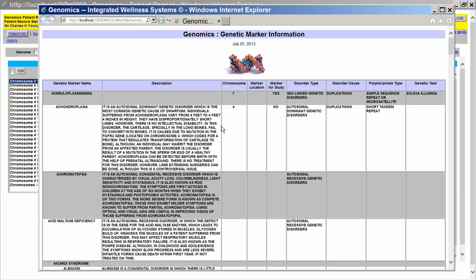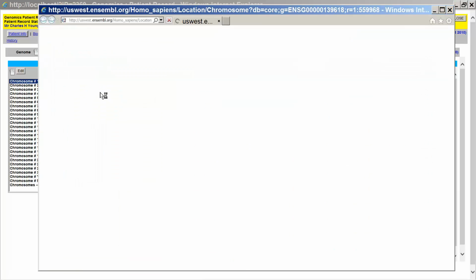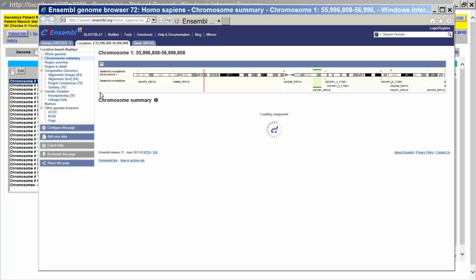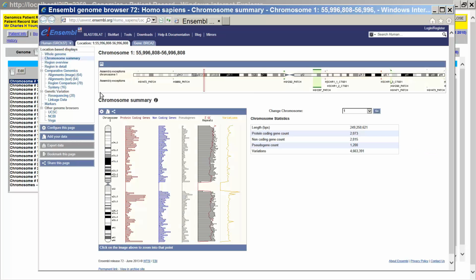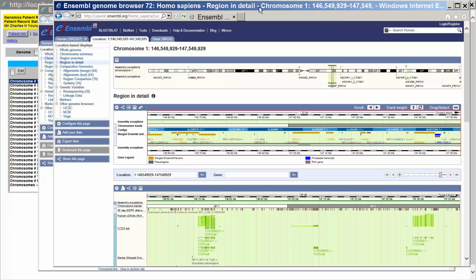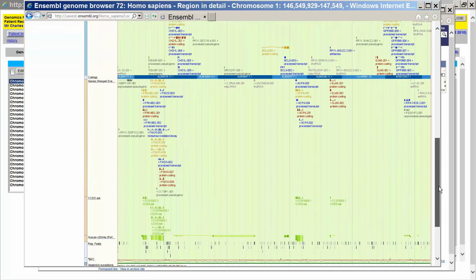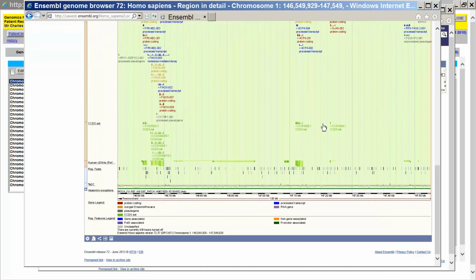We can also have an additional reference for genetic marker information. We also provide, again, video instructions. We also have information on Ensembl, which is a website that has detailed information on the specific genetic markers. We can look at the information and identify it. I have preloaded a particular section of the information for chromosome number 1, and as you can see, we can navigate down and drill down to the level of detail as required for a particular chromosome.